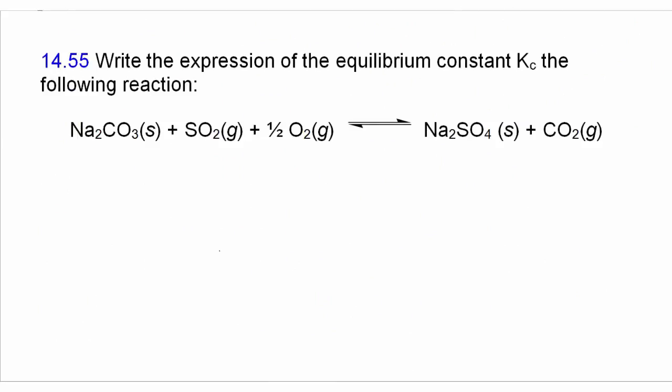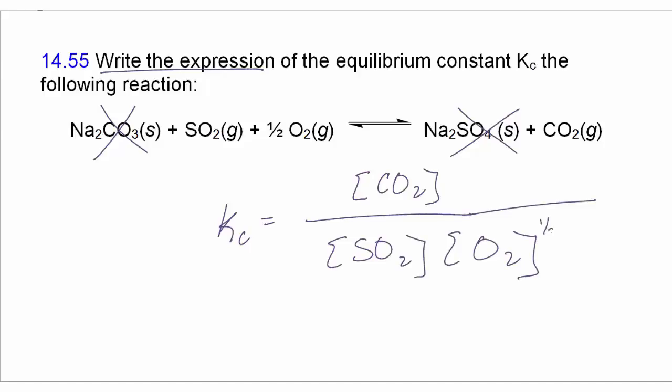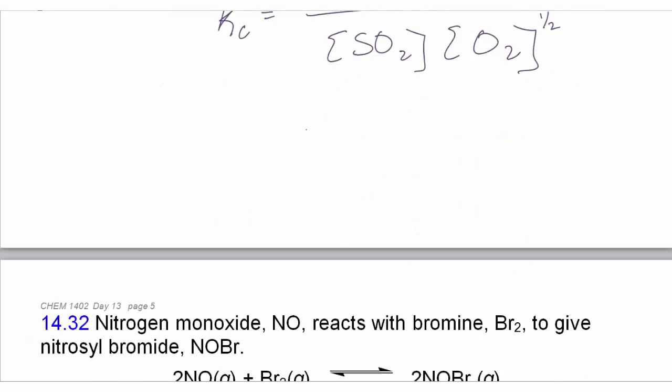Write the expression of the equilibrium constant for the following reaction. Write the expression. So remember, that just means Kc equals products over reactants, their concentrations, raised to their stoichiometric powers. And remember, leave out solids and liquids. So leave that one out. Leave that one out. What's left? We'll have products all over reactants, raised to their stoichiometric powers. It's kind of odd, but it's a half, so we have to write in a half. That's the stoichiometric coefficient.